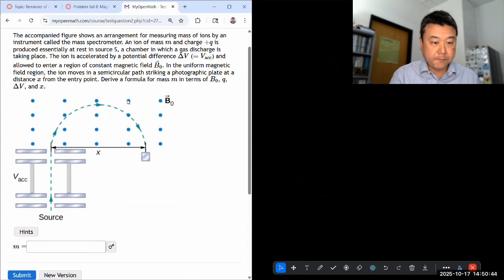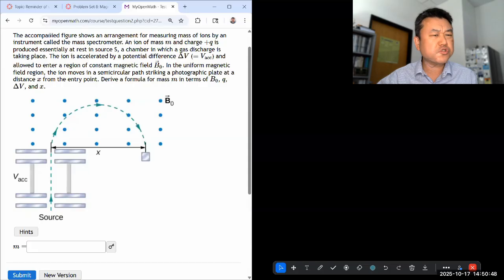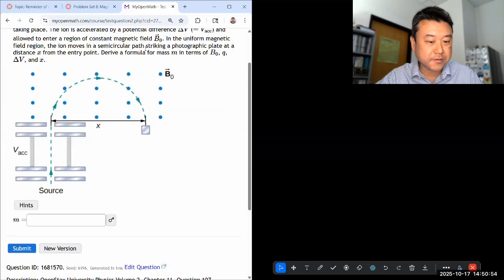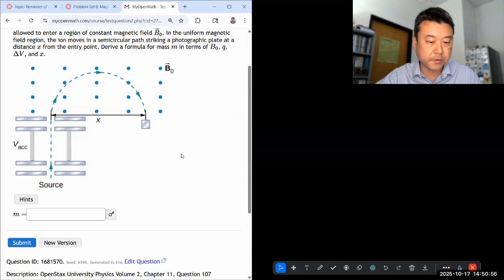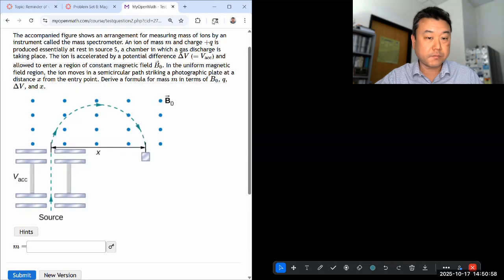All right, let's wrap up with this question here. It says "the accompanied", shouldn't it be "accompanying"? I'm not sure. The accompanying figure shows an arrangement for measuring mass of ions, and this is question 107. Mass of ions by an instrument called the mass spectrometer.